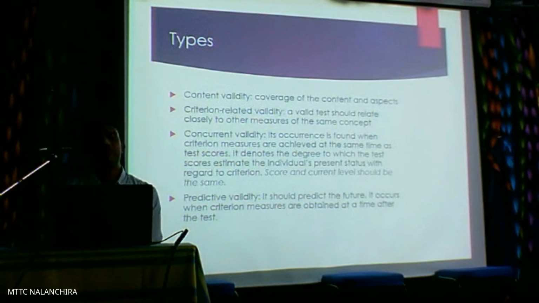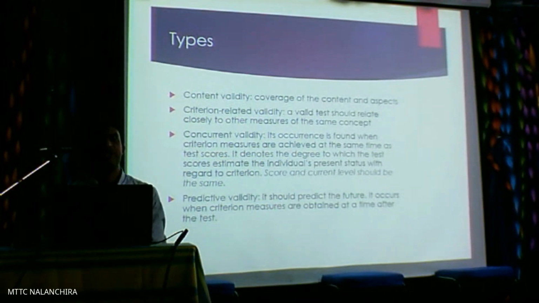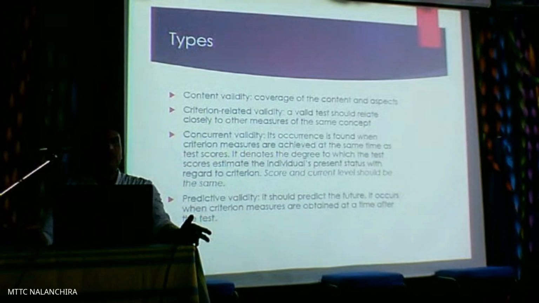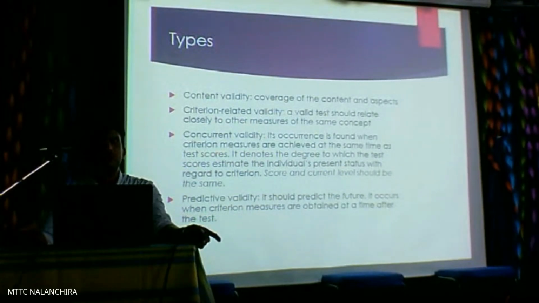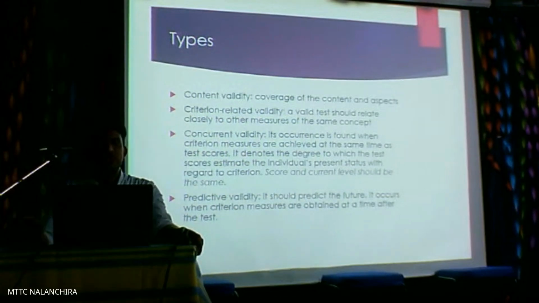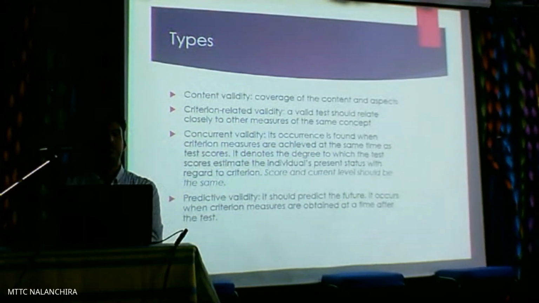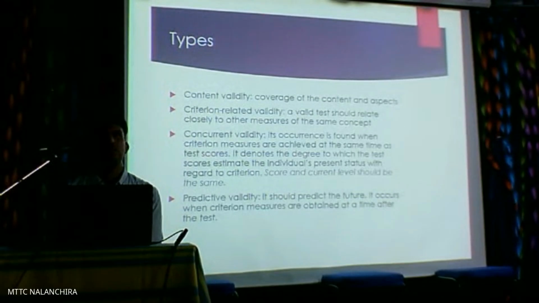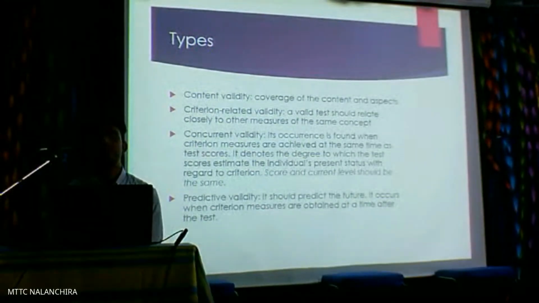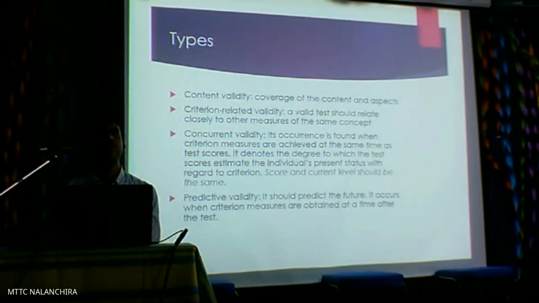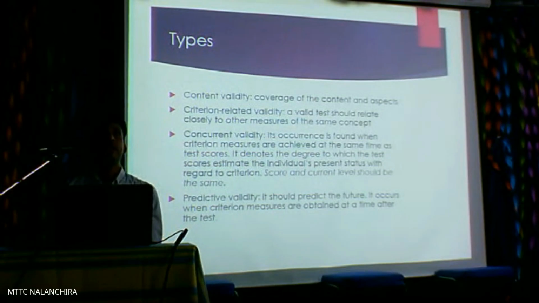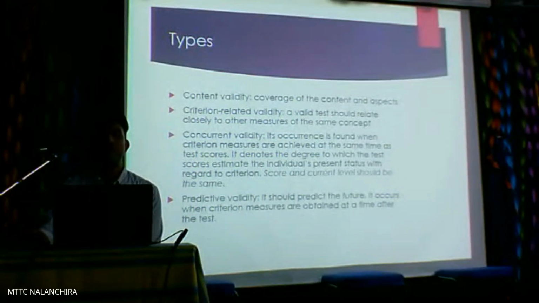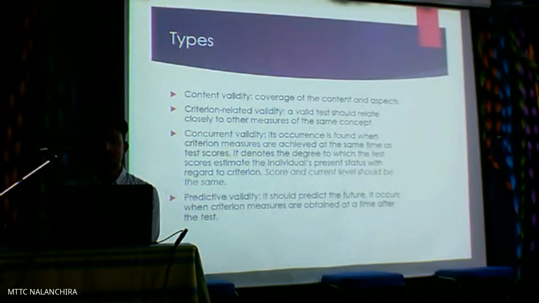Concurrent validity is when criterion measures are achieved at the same time as the test score. Generally we don't go for all the validation, only whatever is possible. It denotes the degree to which the test score estimates the individual's present status with regard to criteria. Once a person gets a top JEE score, we predict that he or she should be in a very good company after 5 years. If it comes true, definitely we can say it has validity.